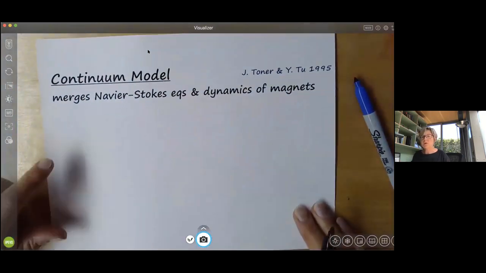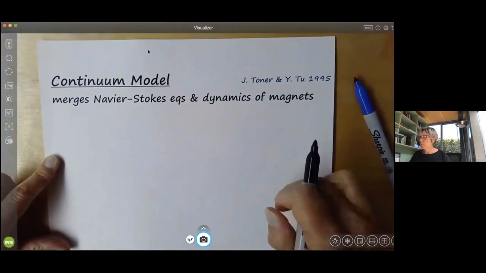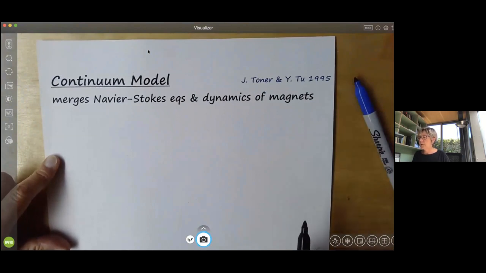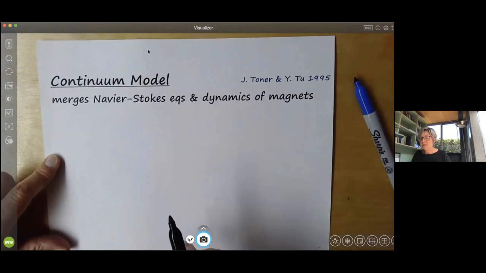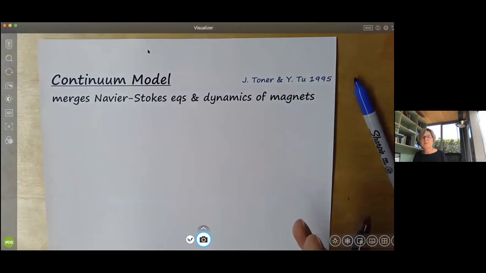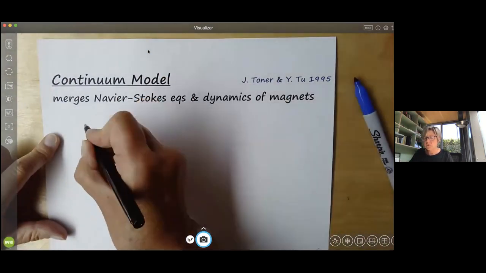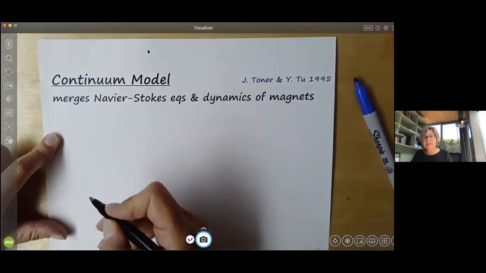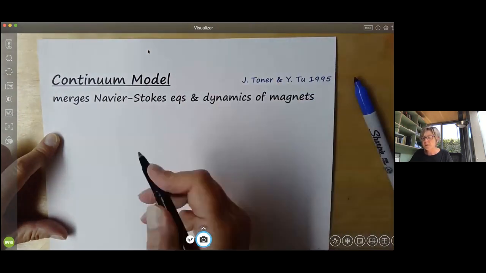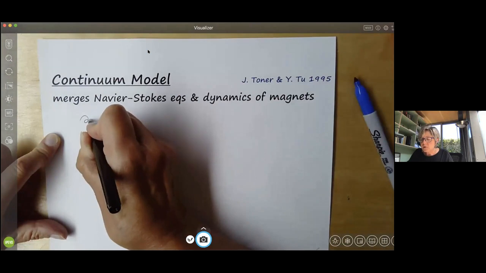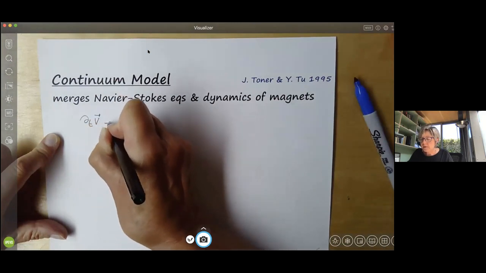Well, there is a corresponding continuum model that was developed by John Toner and Yuhai Tu in 1995 that essentially describes the same physics by writing down a continuum equation that merges the physics of fluids, of motion, the Navier-Stokes equation, with the dynamics of magnets. Now, I would like to try to write down this equation for you. It's an equation for the velocity and density of these swimmers, of these particles. The equation for the velocity looks a lot like a Navier-Stokes equation.